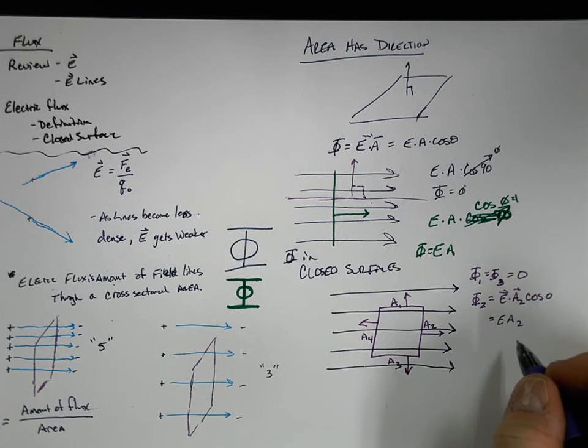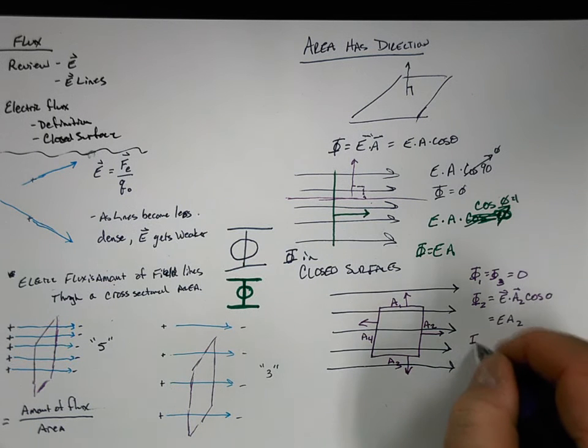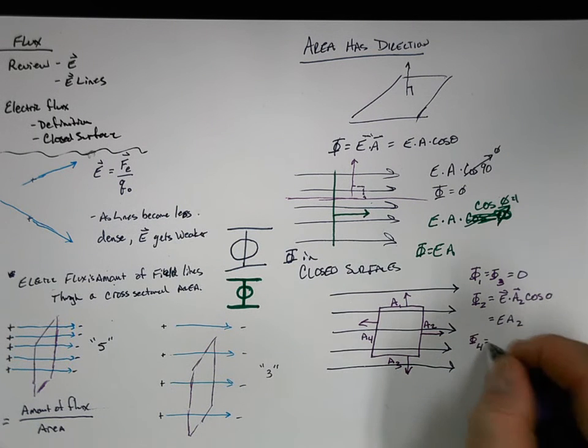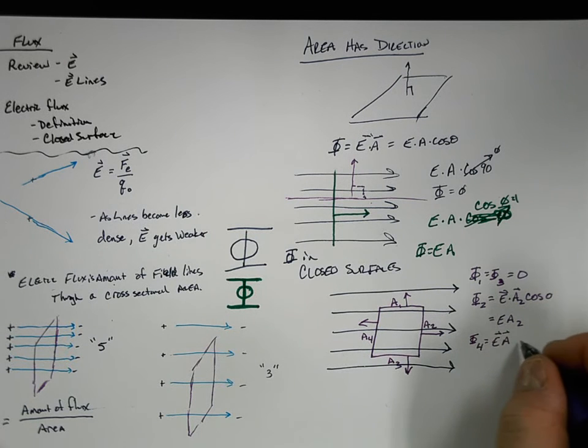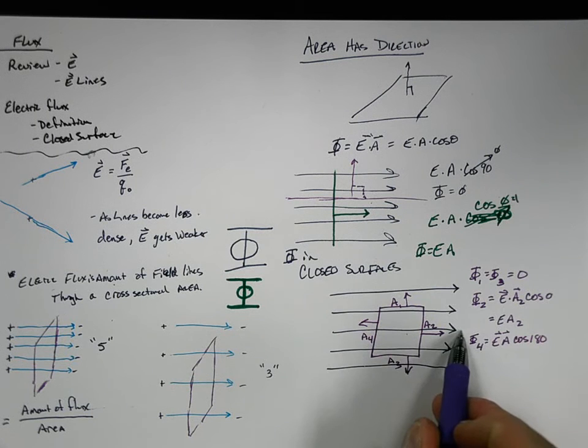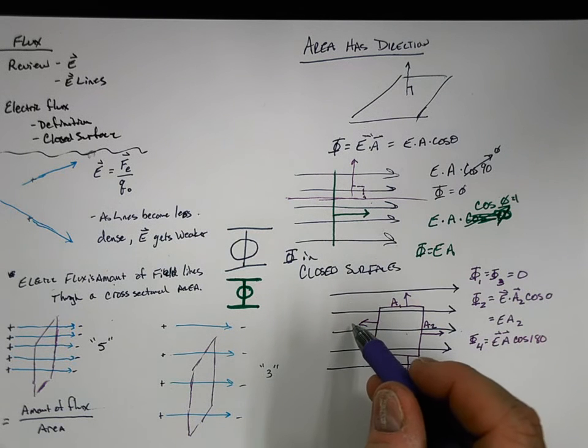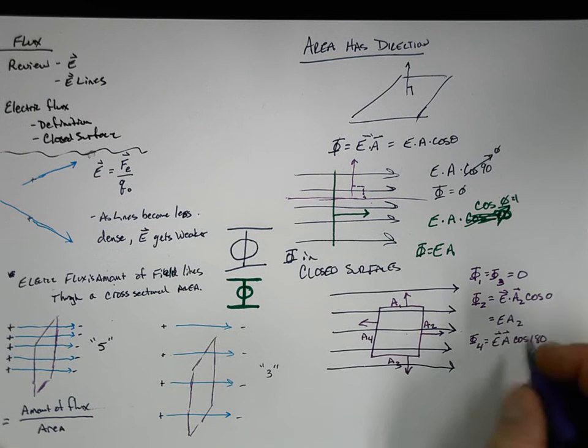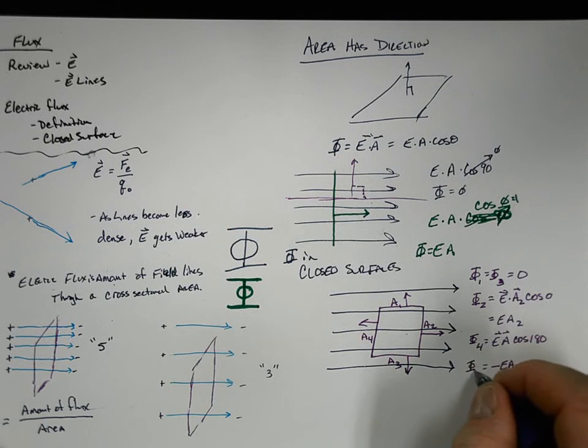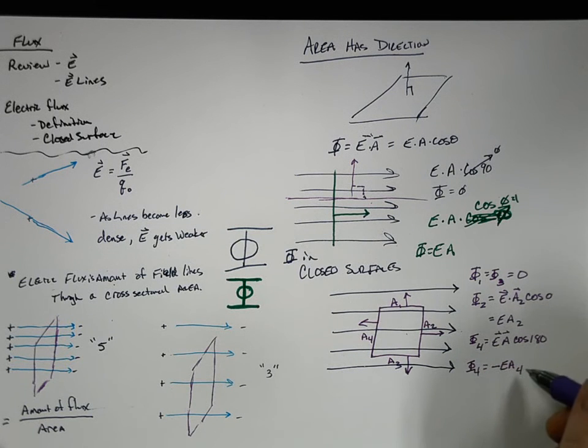However, that does have an implication because flux 4 is E A cosine of 180, because here's the direction of the field, here's the direction of the area, and this all of a sudden becomes negative EA4. Okay, but if all the sides are added together, that means that EA2 and negative EA4 add up to 0.